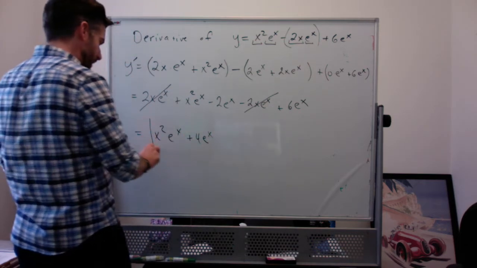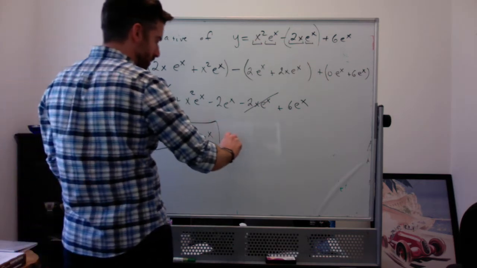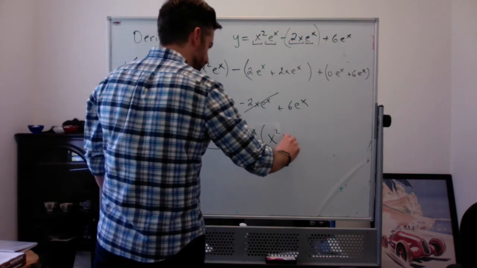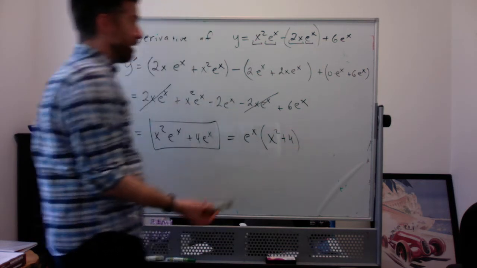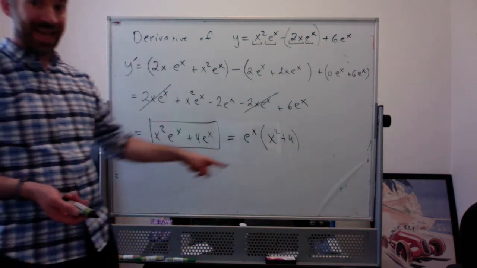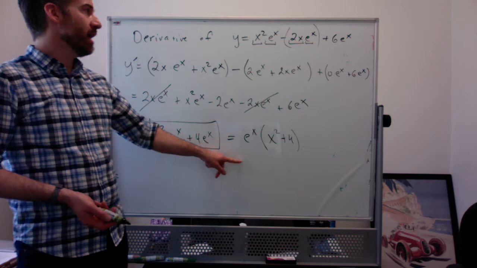I would probably leave it like this, but you might want to factor out the e to the x and write it as e to the x times x squared plus 4. And one thing I'll say about where we're going with this, I imagine, is eventually we're going to want to anti-differentiate this, and it's going to be kind of complicated.